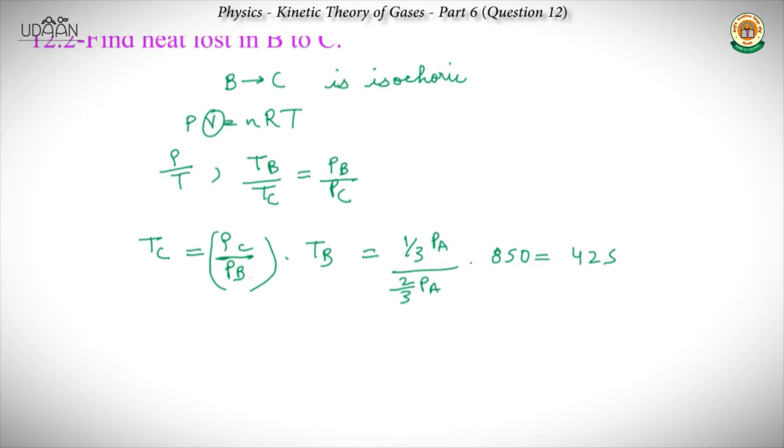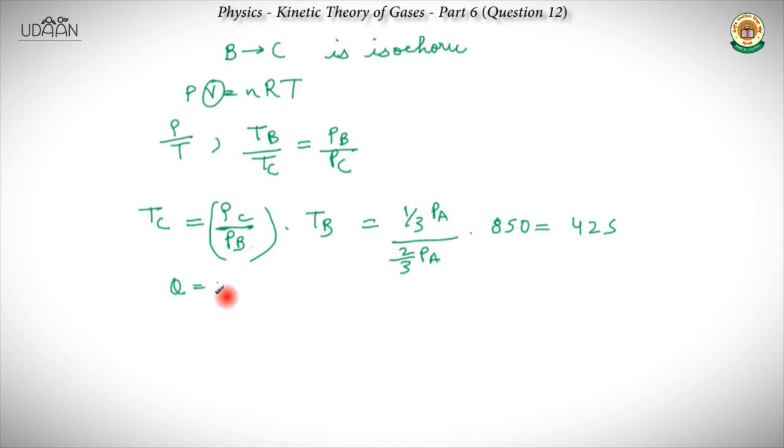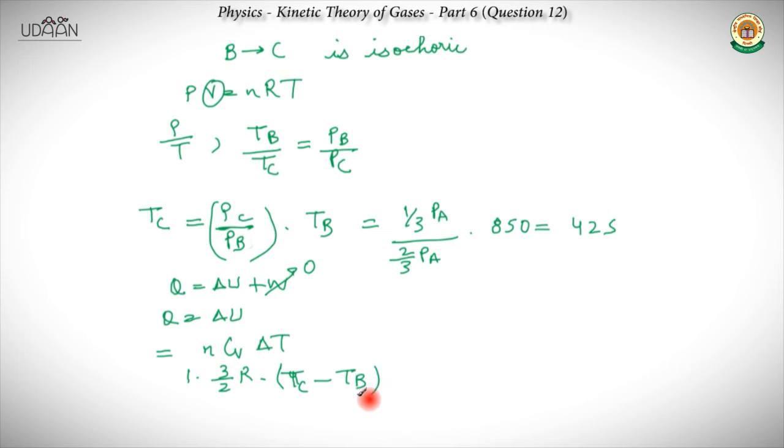Now we use the fact that it is an isochoric process. Q equals delta U plus W. Since it is an isochoric process, the volume won't change and hence W is 0. So the heat lost would be equal to delta U, and we can finally just replace it with n CV delta T. 1 into CV, which was 3 by 2 R, whole into delta T. Delta T is TC minus TB. So 3 by 2 whole into R whole into 425 minus 850. This would give us minus 5297.6 joules. Since it is negative, hence it was lost.